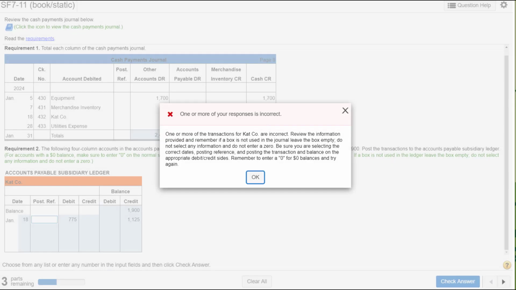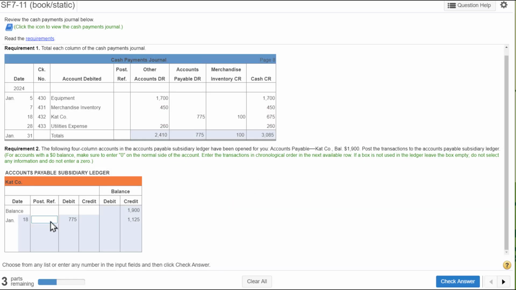Check our answer. I screwed up. Oh, I forgot the post reference. I'm trying to go too fast. Sorry. CP8 stands for Cash Payments Journal, page 8.